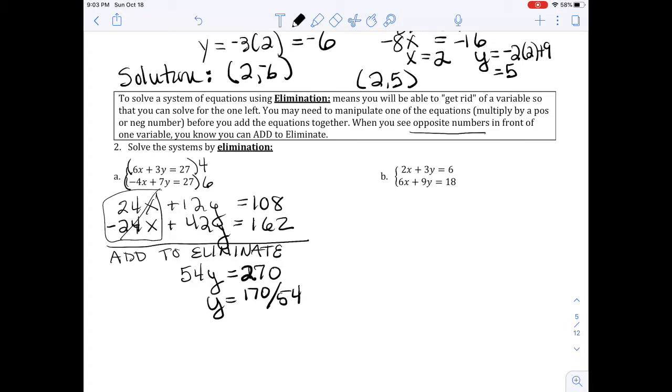Okay, and the reason that it doesn't come out to be a nice number is because when you add, you get 270, not 170, and 270 divides 54 5 times. So be careful when you're adding there.